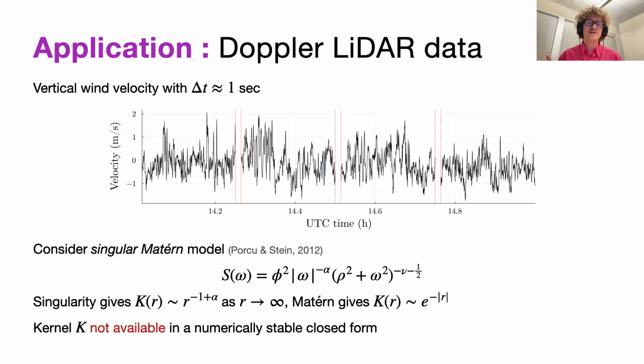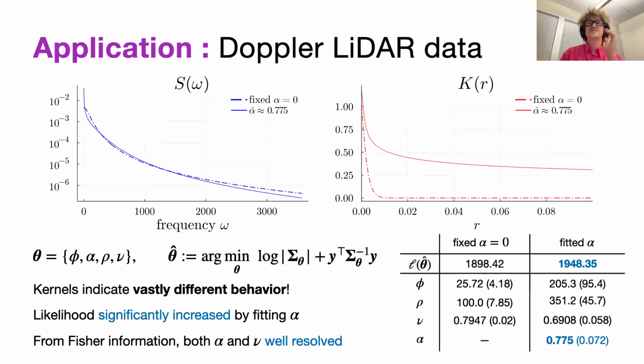This is sort of the perfect opportunity to test our approach and use numerical integration to compute our covariance matrix entries. Right? So let's do that. Let's fit both models to data. So here we're fitting both the traditional Matern without the singularity and the singular Matern model to this LiDAR data using maximum likelihood, right? Where all of the entries of our covariance matrices are calculated using our numerical integration approach.